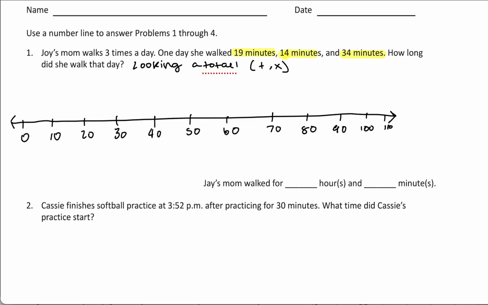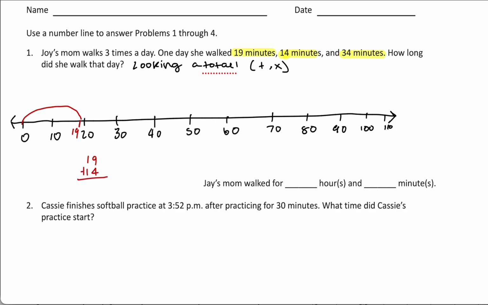It says first she walked for 19 minutes. So I'm going to jump from 0 all the way to 19, which will be 1 before the 20. So I'm going to put 19 here. It says then she walked for 14 minutes. So now I'm going to add 19 plus 14 to see where I would jump to next.